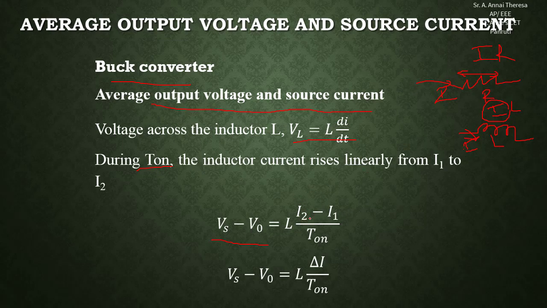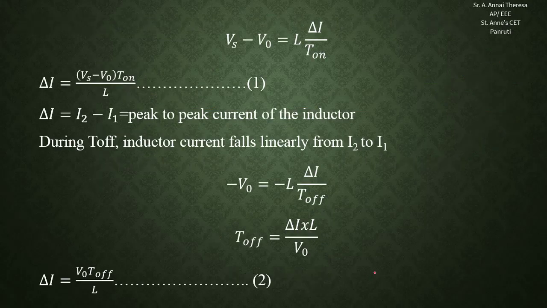That means the change in current divided by T on, the duration of T on. So Vs minus V0 is equal to L into, instead of I2 minus I1, the change in current delta I by T on. From this we can find the delta I value. Bringing T on across, delta I is equal to Vs minus V0 into T on, divided by L. This is the first equation. Here delta I is the peak to peak current of the inductor. This comes under the turn on time.